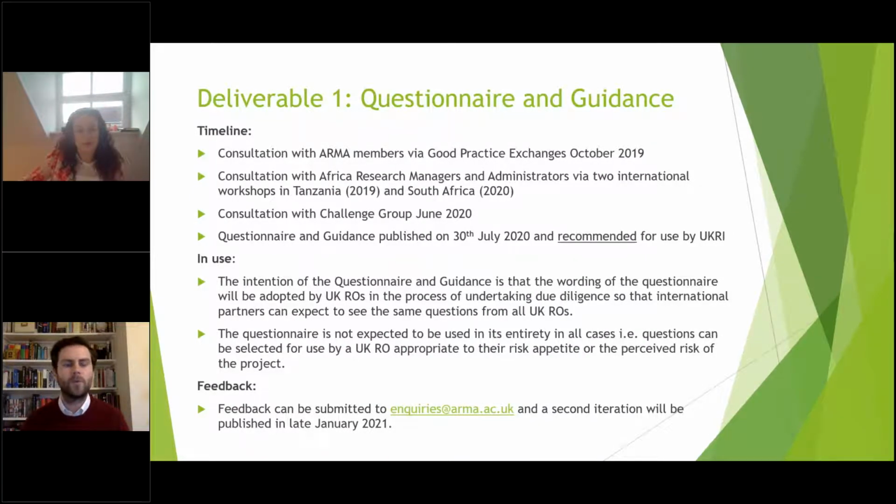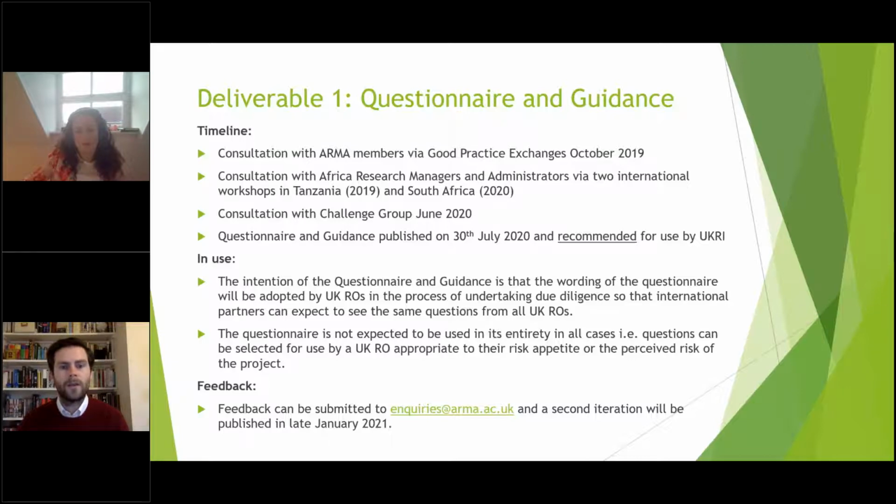The first deliverable for the project was the questionnaire and guidance. As Jenny said, this was just to try and bring together some of the divergent approaches that we have seen, and make it easier ultimately for international partners in that they can expect to see the same set of questions coming in from each UK research organisation.